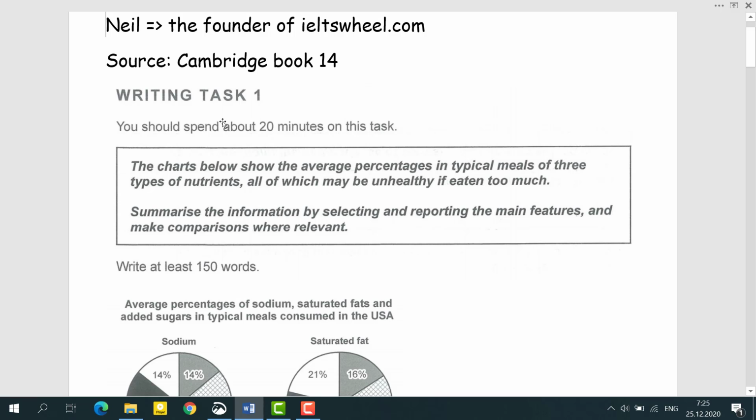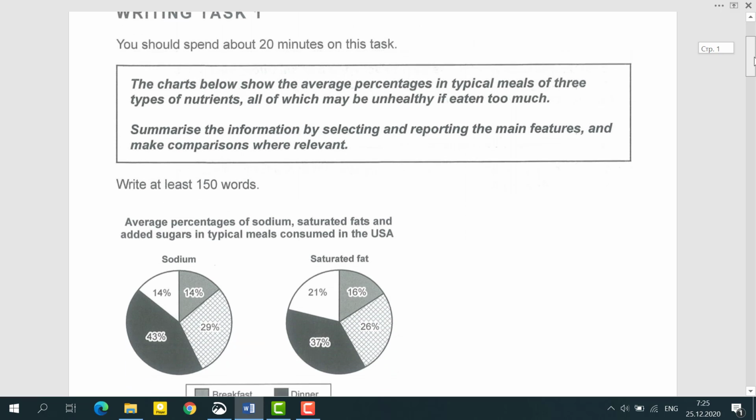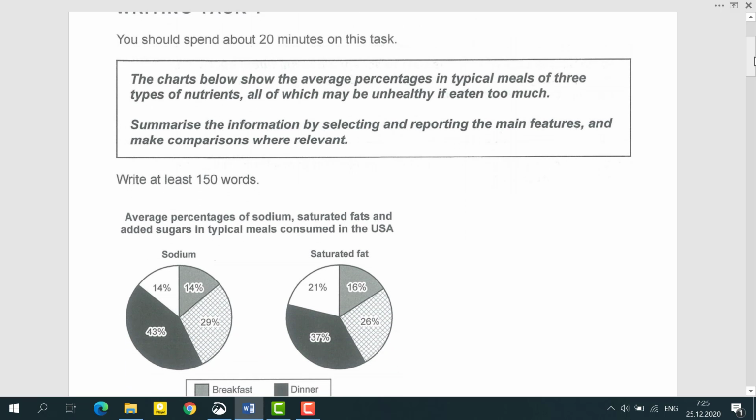Today we'll be analyzing writing task 1 taken from Cambridge book 14. Now let's read and analyze this task in detail. The charts below show the average percentages in typical meals of 3 types of nutrients, all of which may be unhealthy if eaten too much. Summarize the information by selecting and reporting the main features and make comparisons where relevant.